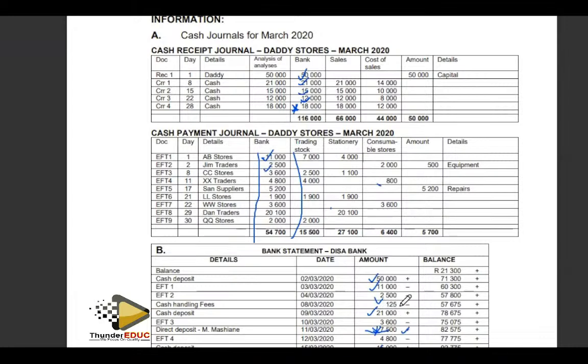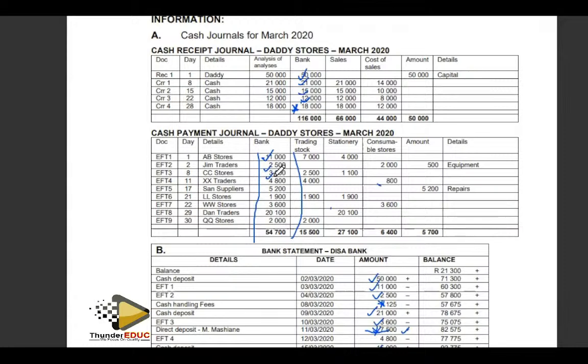Then there is a 125 here, cash handling fees, okay. We never do it with this. Remember, what is this amount for? The bank is not providing services for us for free, so they have to charge us. This one we don't see in our cash payments journal. We have to deal with it. Then there is the 3,600. Do we have it here in our cash payments journal? Yes, you'll agree with me, we do have it.